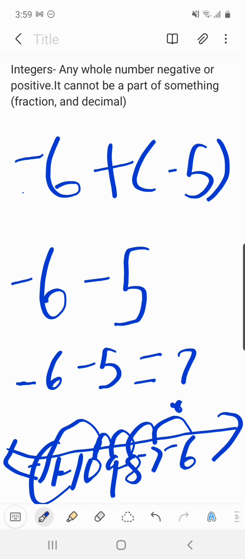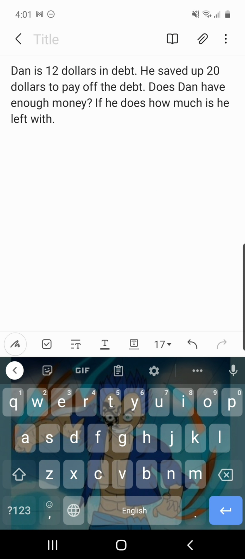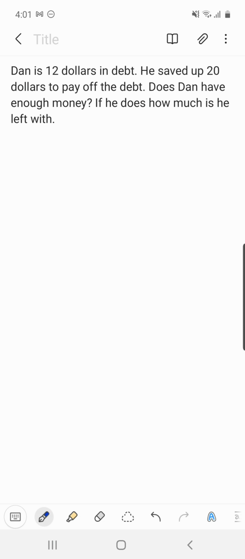Now what do I land on? Negative 11. So negative 6 minus 5 equals negative 11. Now, right here is a simple problem. It is a word problem that can help you guys.